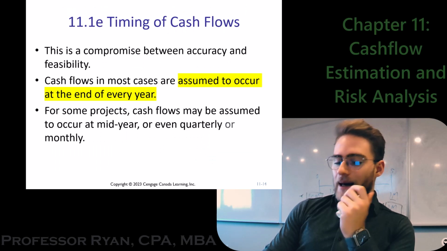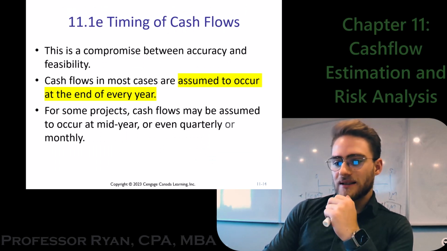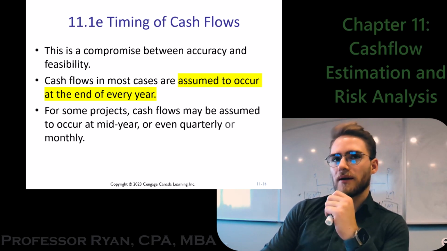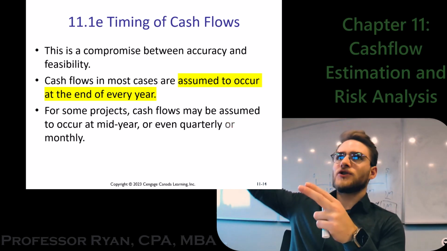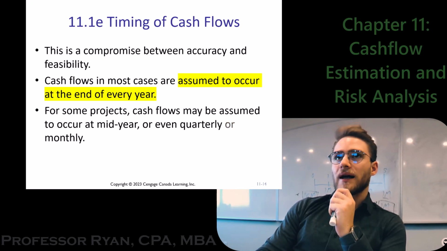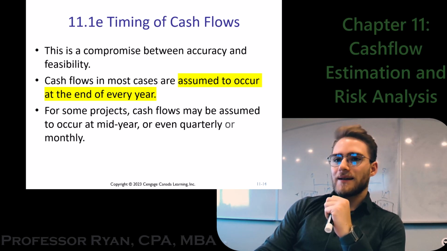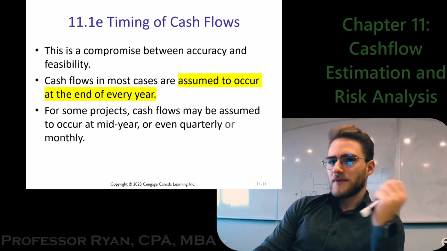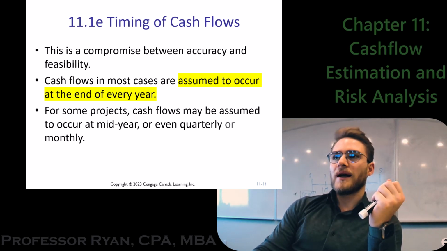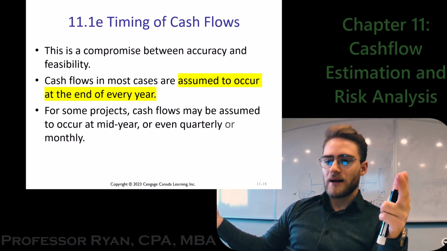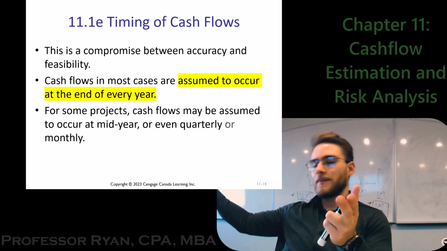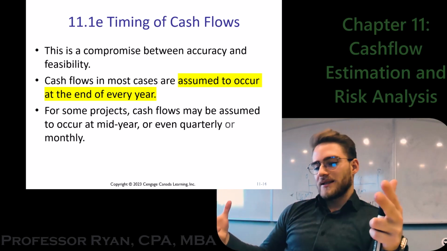Okay, so timing of cash flows, we also have to consider. This is a compromise between accuracy and feasibility. If you remember back to chapter 4 when we did analysis of compound interest and future value, one really good student I had wanted to ask me at the end of the class: this stock basically pays dividends quarterly, right? So why am I using 30 years when I should be doing 30 times 4, 120 periods, right? Because technically it pays every quarter. Well, it's for simplicity, right?